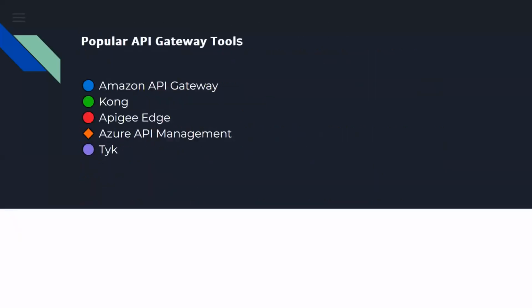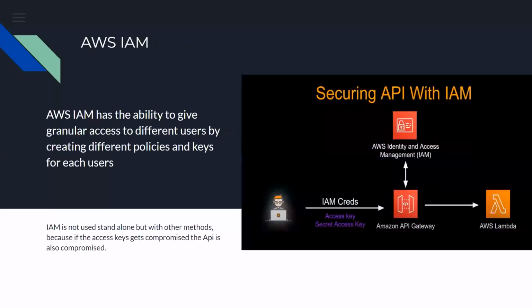So, what are the most popular API gateway tools we have? To mention a few, we have Amazon API Gateway, we have Kong, we have Apigee Edge, we have Azure API Management and Tyk. But Amazon API Gateway is one of the most common, and this will be our use case in this study. So these are the API gateway security mechanisms.